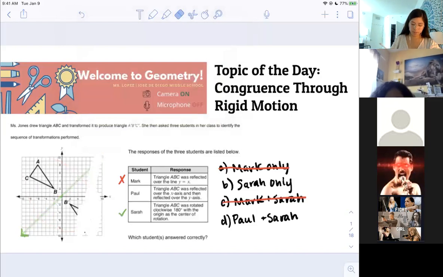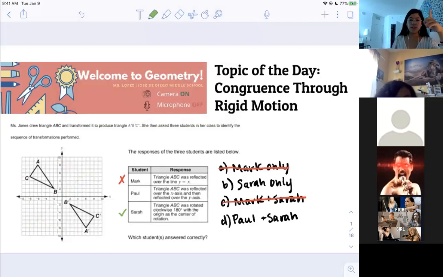All right, so let's look at Paul. Paul says that triangle ABC was reflected over the x-axis and then reflected over the y-axis. Okay, so he's claiming that there's 2 possible transformations. First, you flip over the x, and then you flip over the y. Can somebody else read Sarah real quick? Even though we don't have to check her, let's just read her. Triangle ABC was rotated clockwise 180 degrees with the origin as the center of the rotation.